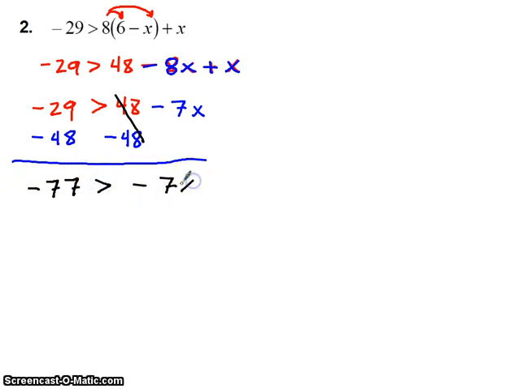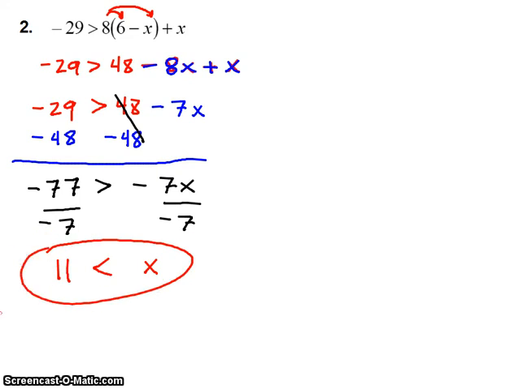Alright, so one last step. Divide both sides by a -7. And what happens when we divide by a negative or multiply by a negative on either side of an inequality? We flip the sign. So we have a -77 over a -7, which is a positive 11. And that means that x is greater than positive 11. Any x value that we plug in greater than 11 will be true for this inequality.